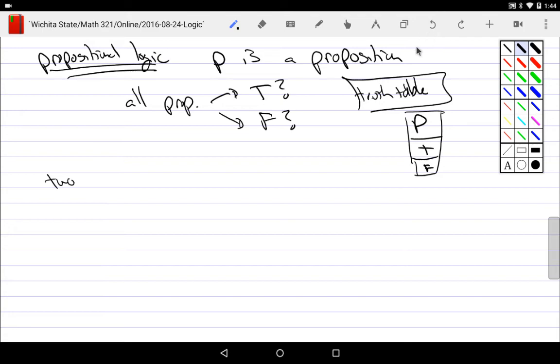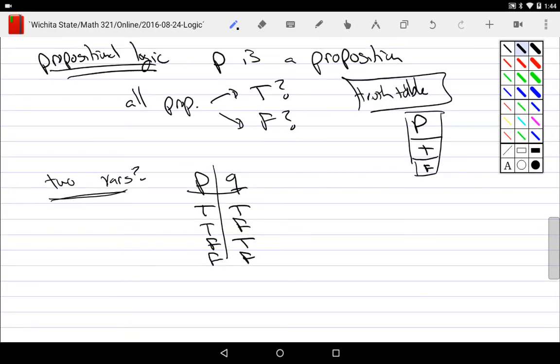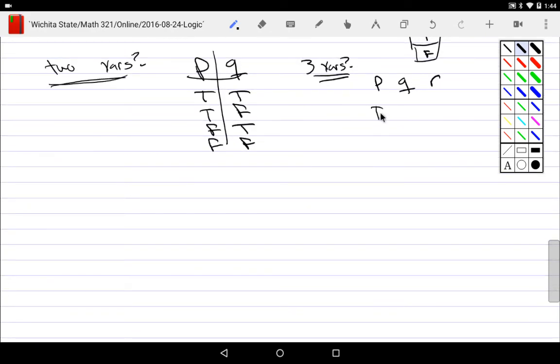On the other hand, what if I have two propositional variables, say P and Q? Well, P is true or false, Q is true or false, but for them together, they both could be true. The first could have been true, and the second could have been a lie. The first could have been a lie, the second could have been true, or they both could have been lies. So there's four outcomes for two variables. Well, what about three? What if it was P, Q, and R? Well, there's going to be eight outcomes. It could be true, true, true; true, true, false; true, false, true; true, false, false; false, true, true; false, true, false; false, false, true; false, false, false. And that would be my truth table.